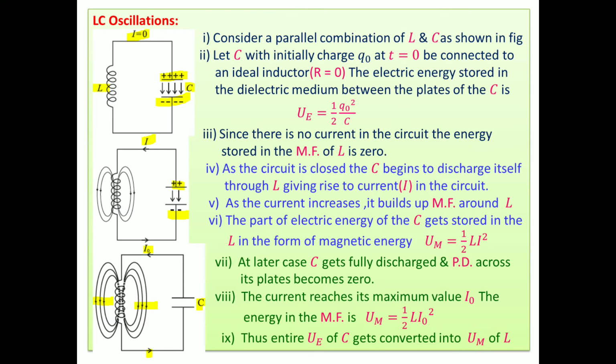LC oscillations. Consider a parallel combination of an inductor and a capacitor as shown in the figure. Yes, the inductor is there and the capacitor. They are connected in parallel, no battery is there. Try to understand. Let C be initially charged to Q0 in time T0 and then connected to the ideal inductor. Means initially from an external source, the capacitor is fully charged up to charge Q0 and thereafter it is directly connected to the inductor.